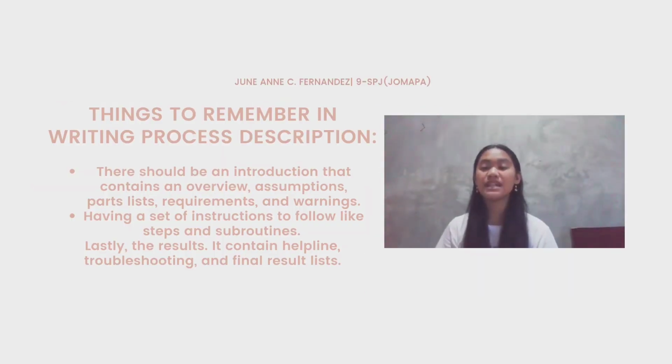In writing a process description, there should be an introduction that contains an overview, assumptions, parts lists, requirements, and warnings. Second, you should also have a set of instructions to follow, like steps and subroutines. And lastly, the results. Results contain helpline, troubleshooting, and final results lists.